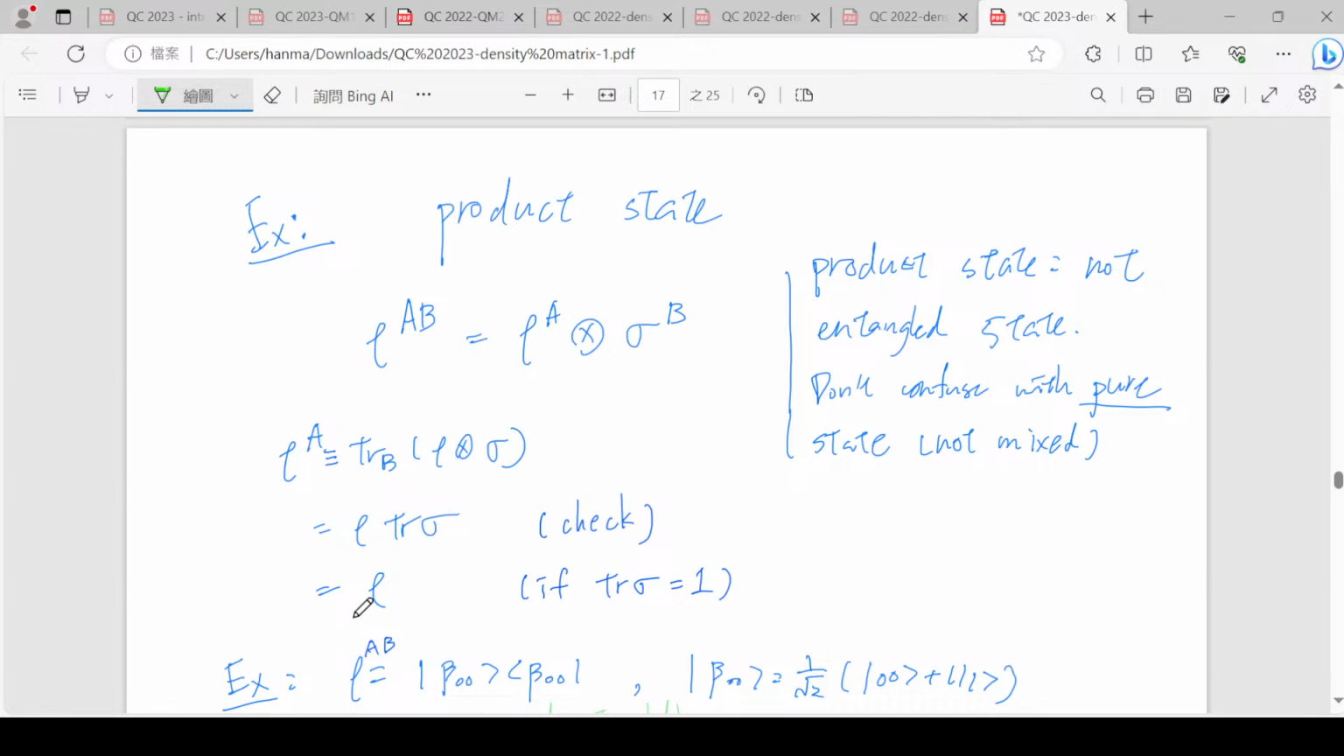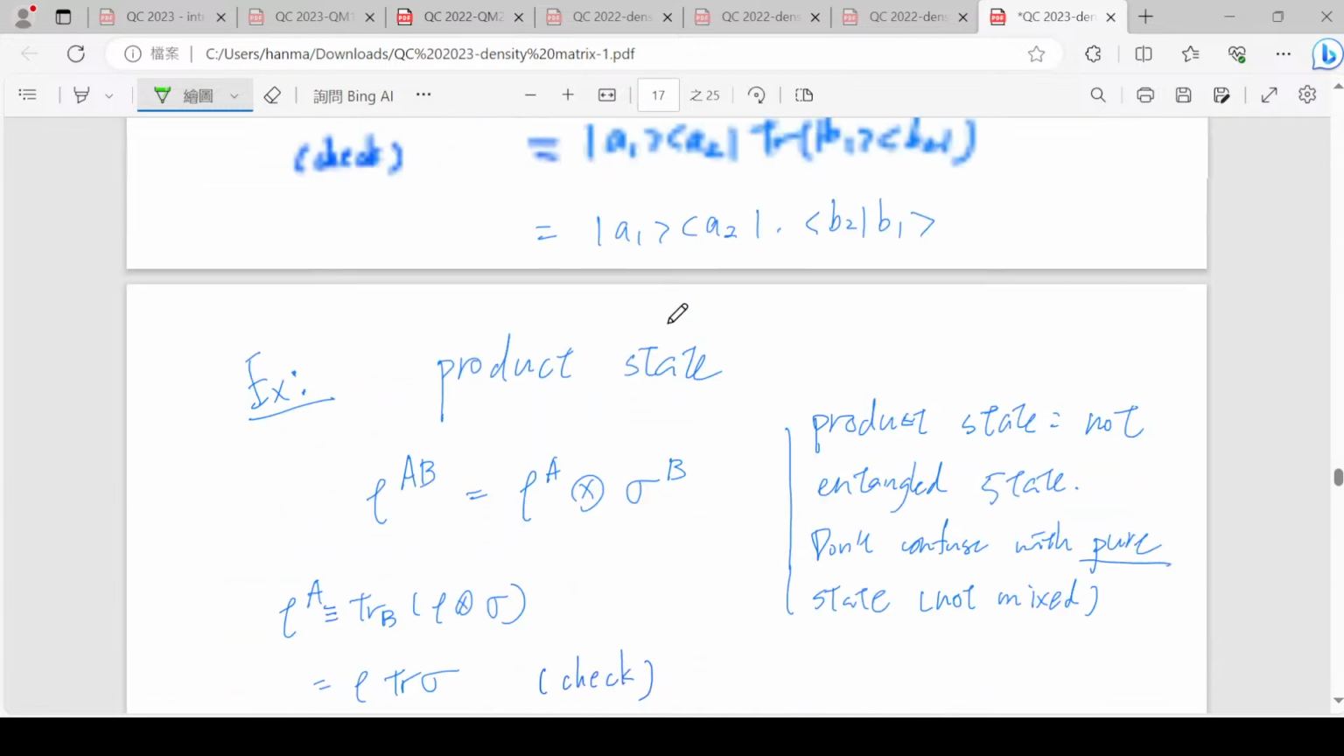Sometimes you do this just as a mathematical calculation, so sigma might not be normalized here. But if we have a very physical state, so rho A is a proper density matrix and sigma B is a proper density matrix, then trace sigma will equal 1, and then we get rho back. Oh, actually I should say rho A, but anyway.